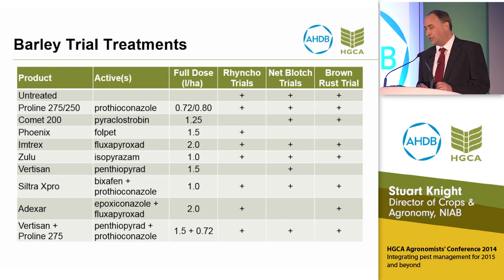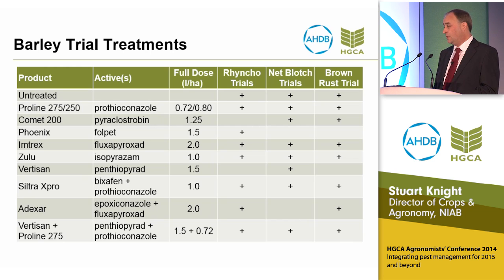So in terms of our barley trial treatments, similar sort of story to the wheat. We have an untreated. We have our standard here, which actually is Proline, prothioconazole, not epoxyconazole Ignite or Aviator Max. And as before, obviously it's a different concentration product in Ireland, which is why we've got the 2 different doses there. Comet was in the net blotch and brown rust trials, but not in the Rhyncho trial. Phoenix in the Rhyncho trial, but not in the other 2 trials. Our Imtrex, our Zulu, our Vertizan, our straight SDHIs there included in the Rhyncho, net blotch and brown rust trials, except Vertizan, which was only in the net blotch. And then our mixtures, Siltrex Pro, Adexar, and Vertizan Proline. Adexar wasn't in the net blotch trial because Vertizan was. Okay, so we have that range of different products in those trials.